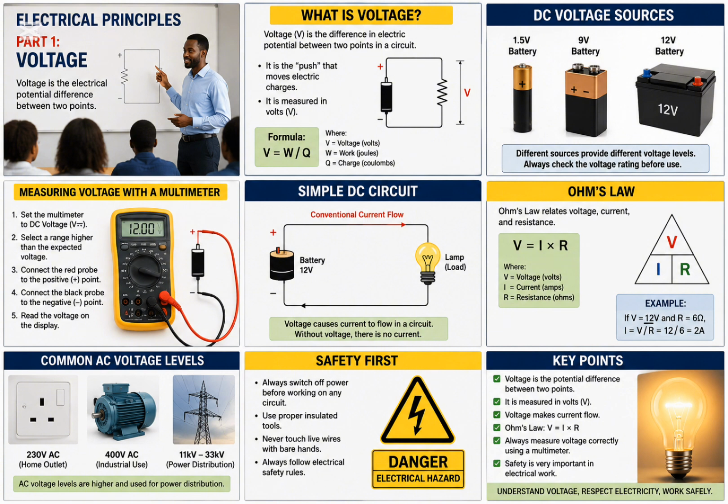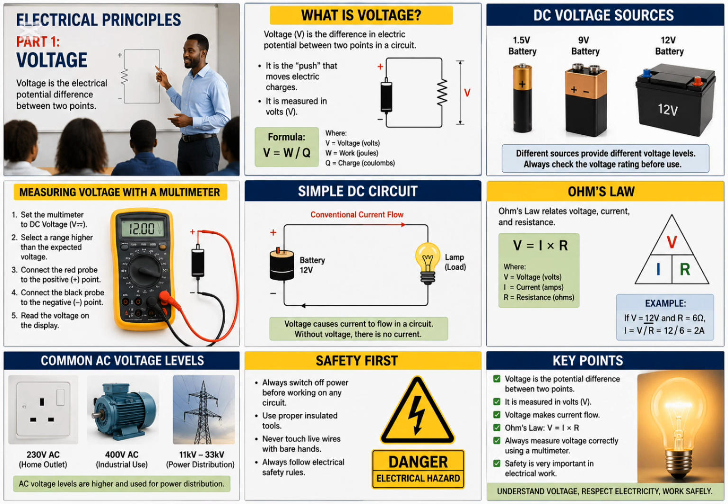Now let's look at a real-life example. A small LED light may use a low voltage supply, while household appliances such as televisions and refrigerators use higher voltage supplies. Voltage is very important because the correct voltage allows electrical devices to work safely and efficiently. Too little voltage may cause a device not to work properly, while too much voltage can damage electrical equipment. This is why electricians always check voltage before working on electrical systems.